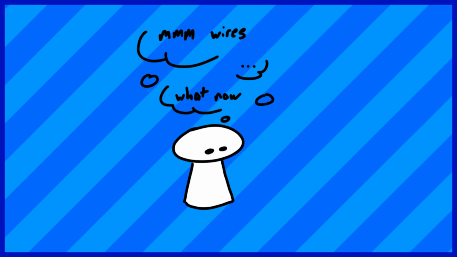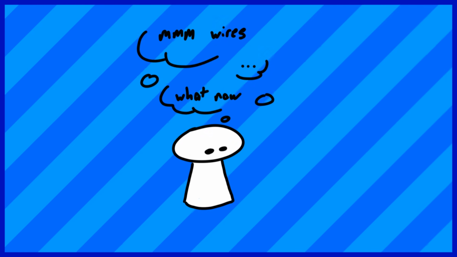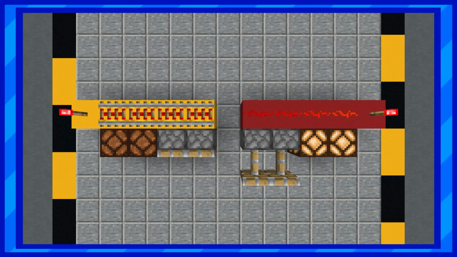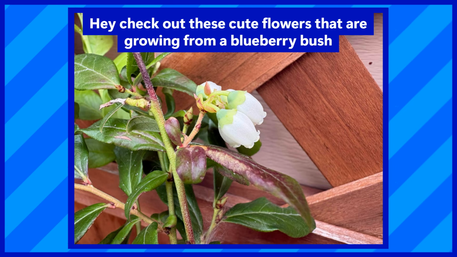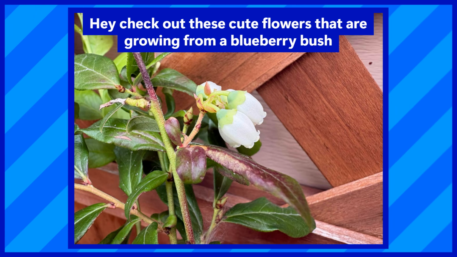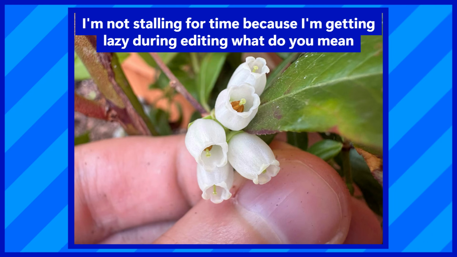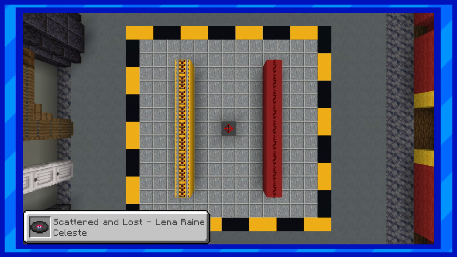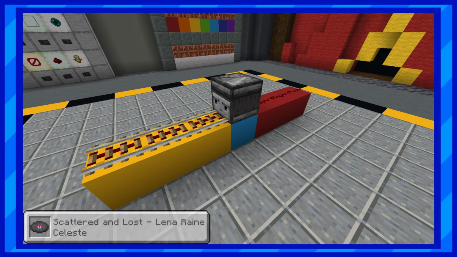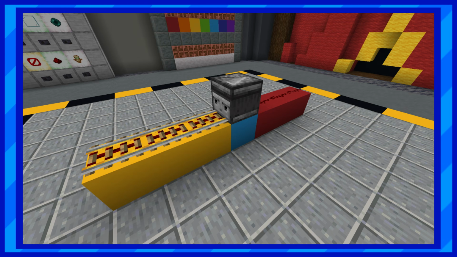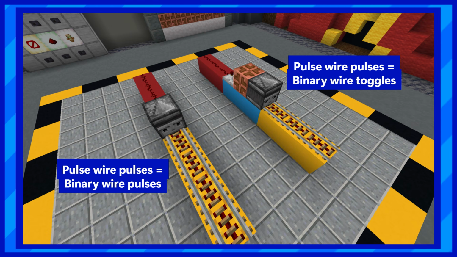Now, knowing all this is nice and all, but it's not especially helpful on its own, since rails can't power redstone on their own. Because of that, it helps to know how to convert from pulse wires to binary and strength wires, and vice versa. Starting with pulse wires to binary wires, since it's pretty easy. Use observers. That's it. Depending on what behavior you want, you can throw a T flip-flop in there to make the pulse wire toggle the binary wire on and off.